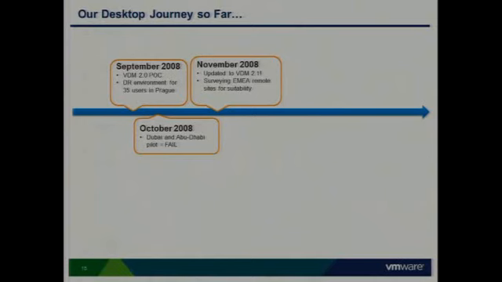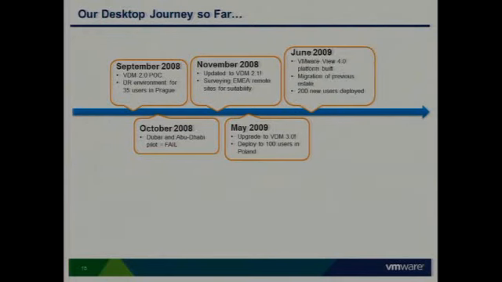So around November time, we went up to VDM 2.1 and started surveying the EMEA sites for suitability, so places with fairly decent network connections, not ludicrous latencies, things like that. Went to VDM 3 around May time and deployed to 100 users in Poland, with a new MPLS network that we had there as well. RDP based still, but that was pretty successful. And again, for that limited use case, very specific workload, that worked very well.